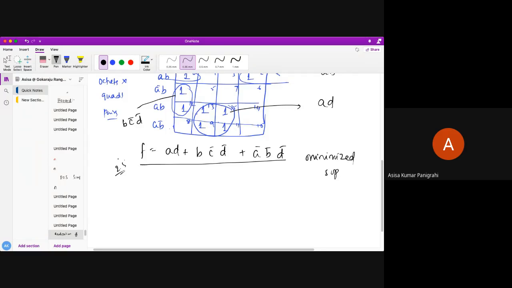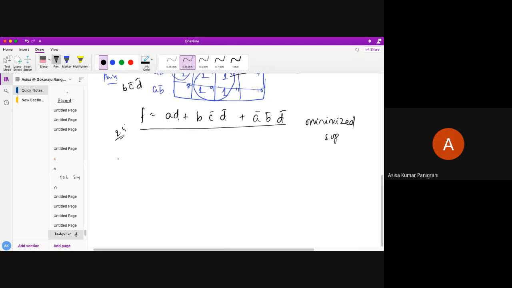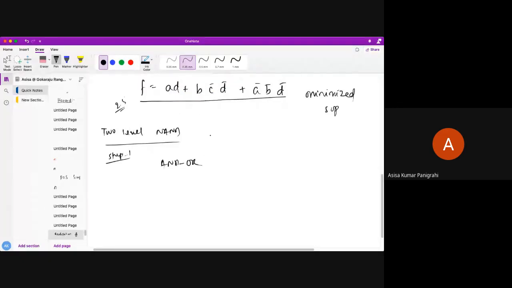So for that what you need to do? For the two level NAND gate realization, what we have studied, step one would be, you need to realize it using AND OR realization. First you realize with AND OR realization. Okay, so you know how to realize it. Before that you need to have an assumption. We have already studied all these things. The assumption is all the inverted inputs are readily available to me. Inverted inputs are available with me. Okay, we don't need any NOT gates for the inverted inputs.